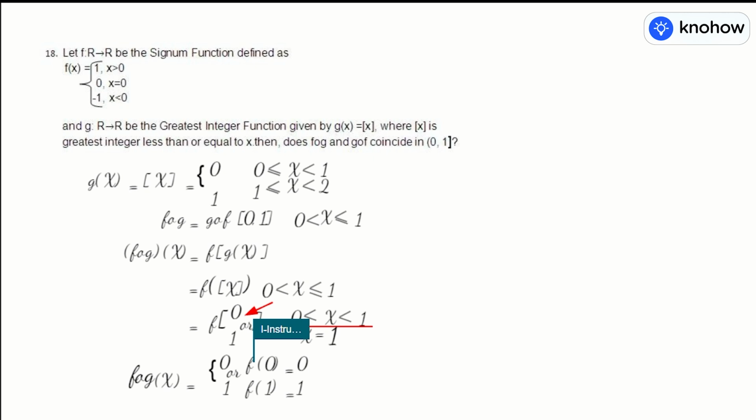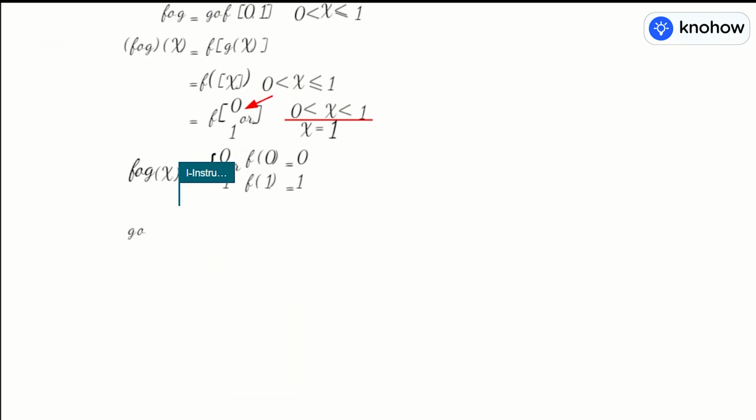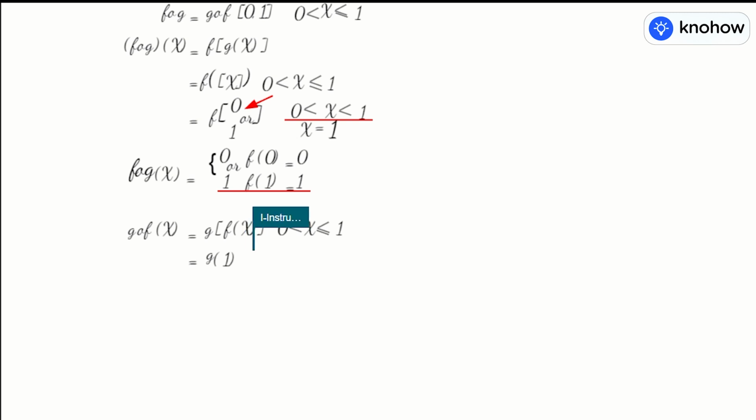And now find the other one, that is gof of x, in the interval again, x greater than 0 but less than or equal to 1. Now this means g of f(x). Here, in any case, x is greater than 0. What is the definition of f(x) when x is greater than 0? It is 1. Look at the definition. When x is greater than 0, whatever on the right side it may go, it is 1, fixed. And now what is g(1)?